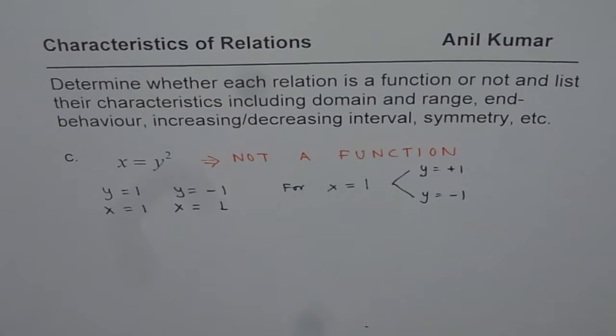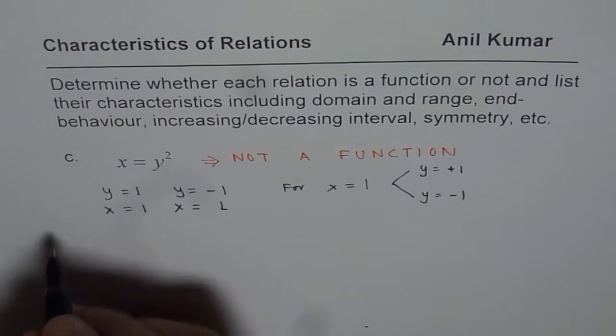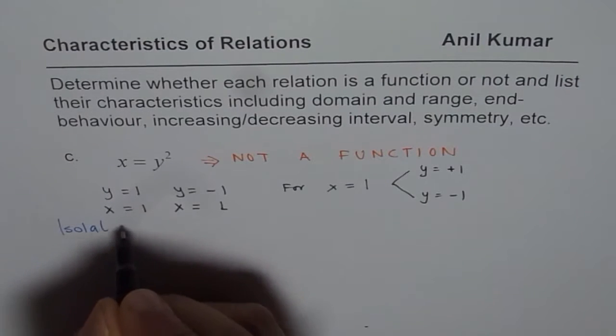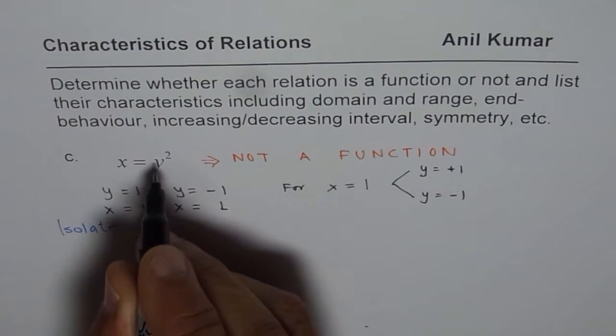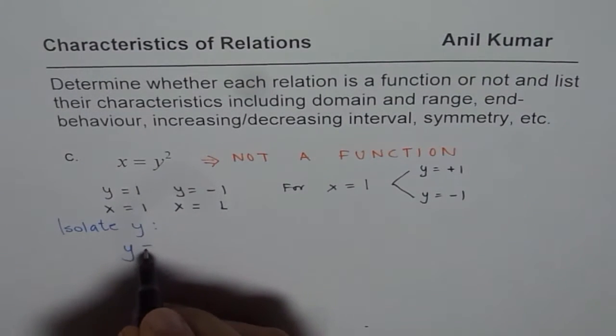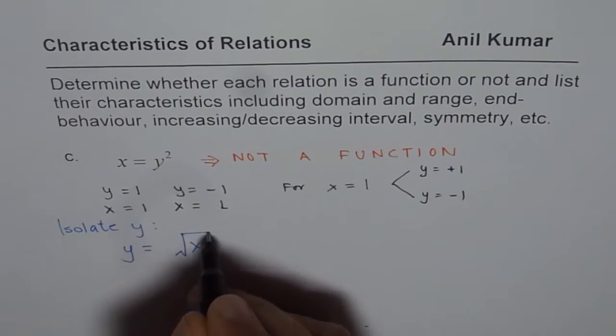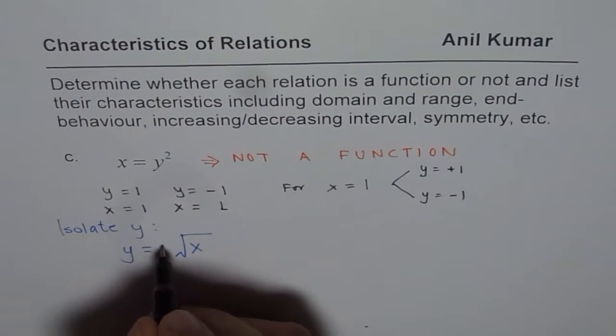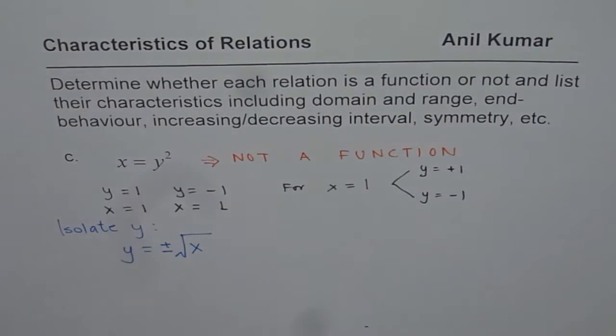Now here is an alternate method: isolate y. So from here we can rearrange, and we get y equals square root of x. Whenever you take a square root, you have to consider both plus and minus signs. That is why you get two values. Now since y is plus and minus square root of x, clearly x values greater than 0 will have two y values. So they are not uniquely associated, and this relation is not a function. That is the algebraic proof.